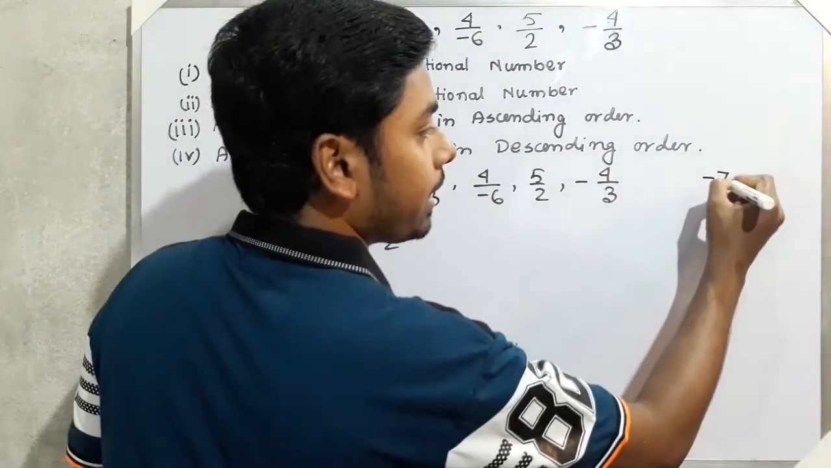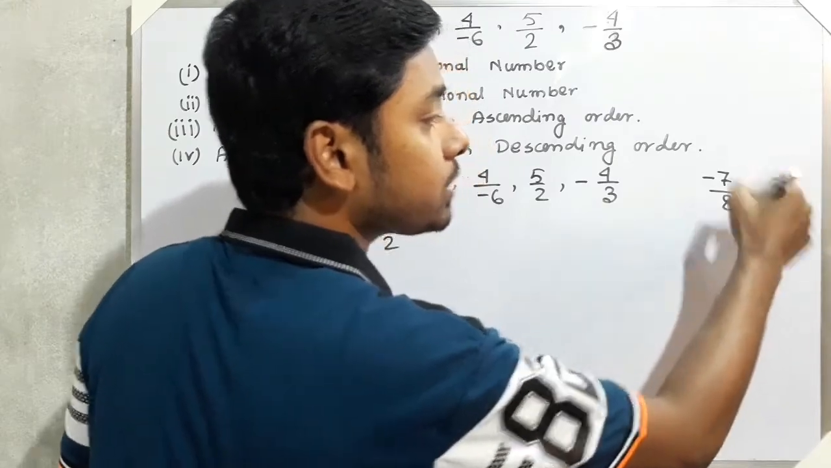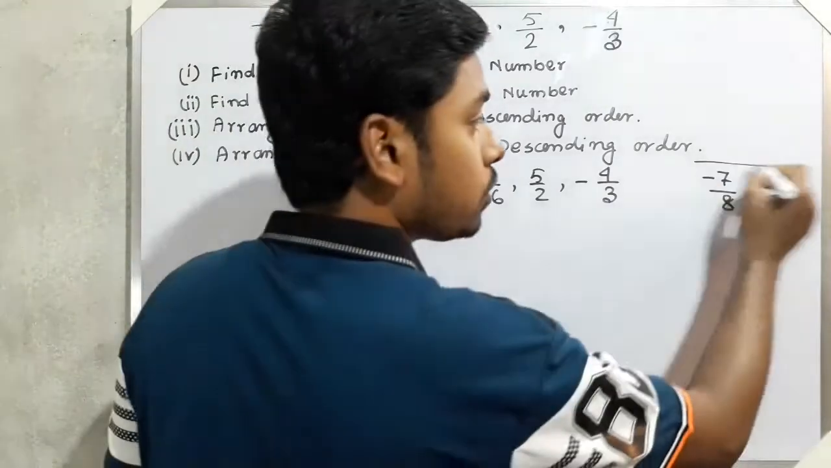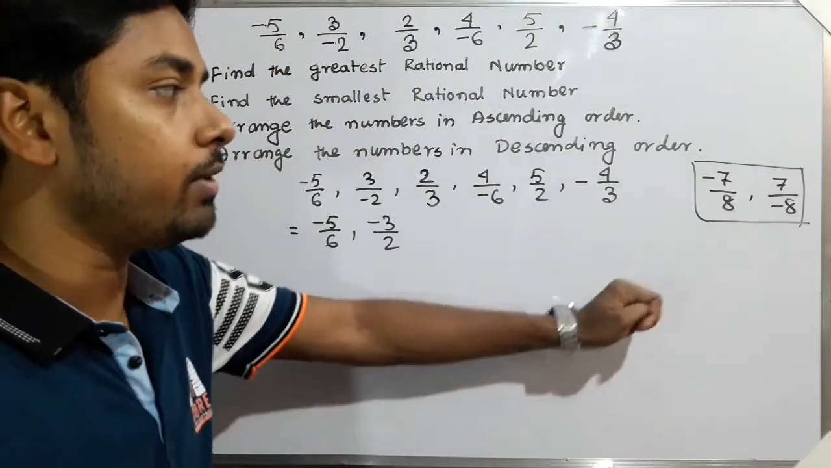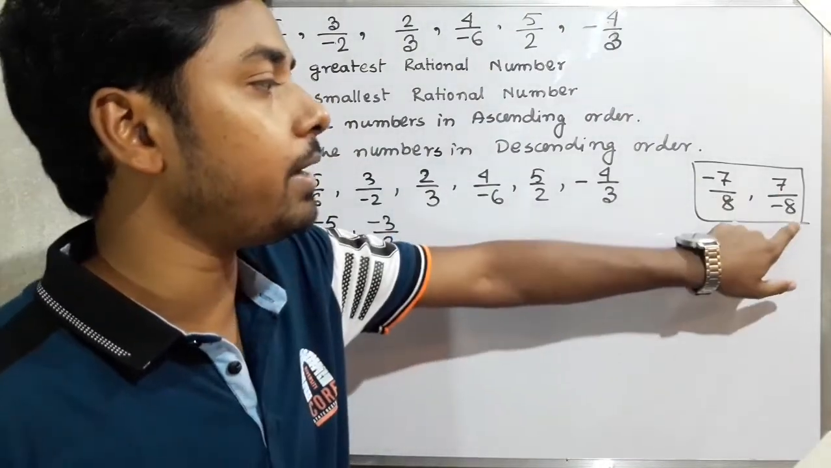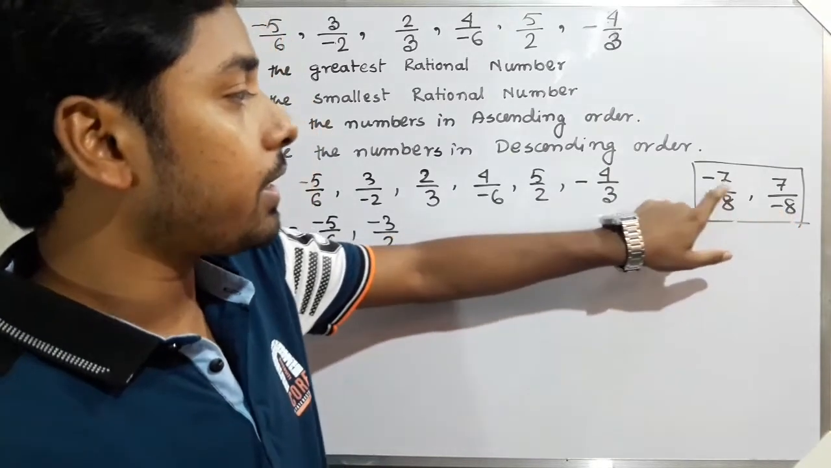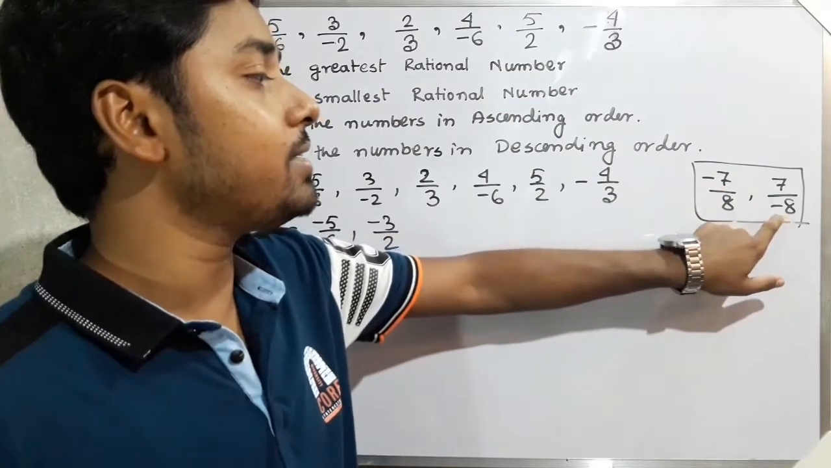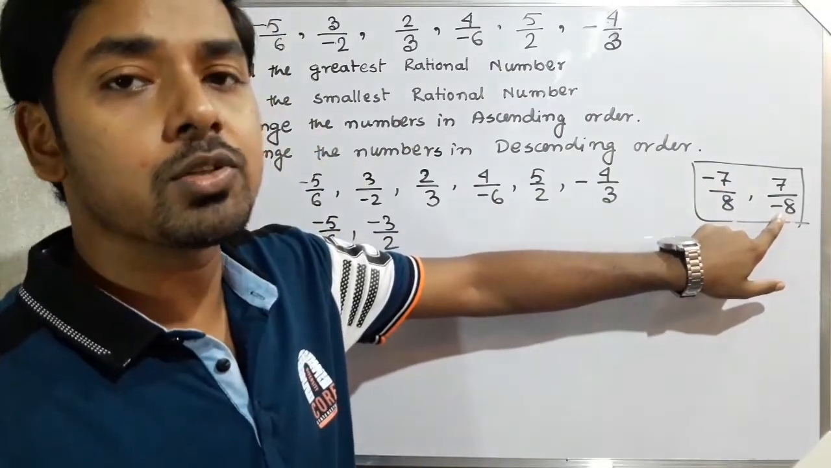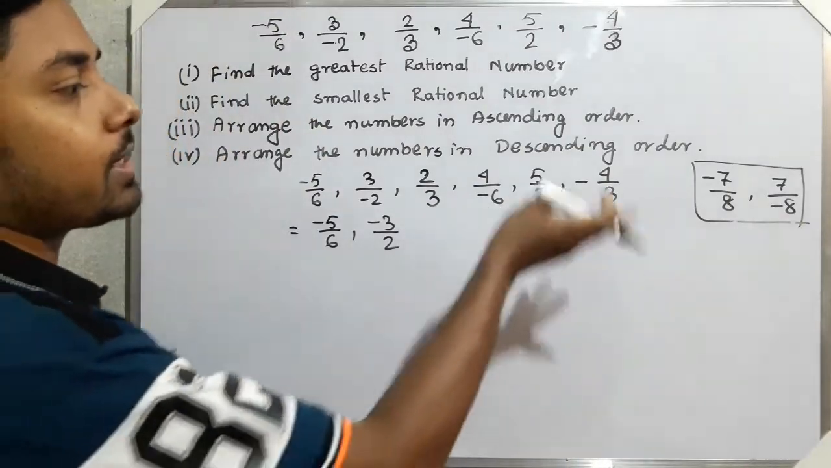That means minus 7 by 8 and 7 by minus 8, both are the same thing. Both are the same rational numbers. Whenever the fraction is the same, 7 by 8, but the minus sign is in front of the numerator in one and in front of the denominator in the other, it doesn't matter. Whenever the fraction is the same, the sign doesn't matter whether it is up or down.